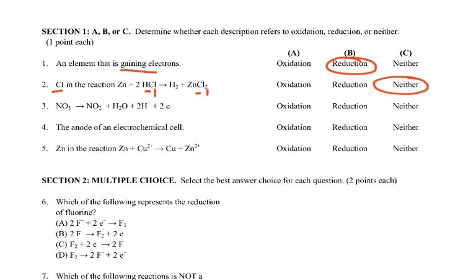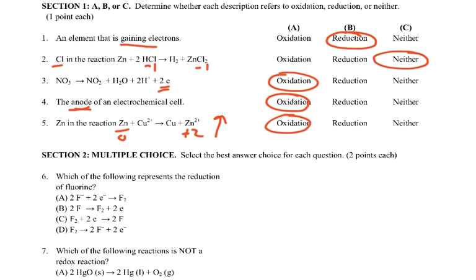Here's this compound. Here we see electrons on the right. Electrons on the right means it is losing electrons. Losing electrons is oxidation. The anode of an electrochemical cell, anode is always where oxidation takes place. And here's the zinc in this reaction. Here zinc is 0 as an element, and now it's +2. So it's going from 0 to +2. Its number is going up, and so that is oxidation. Reduction is if it goes down, and neither if it doesn't change at all. And those are the first 5 questions.